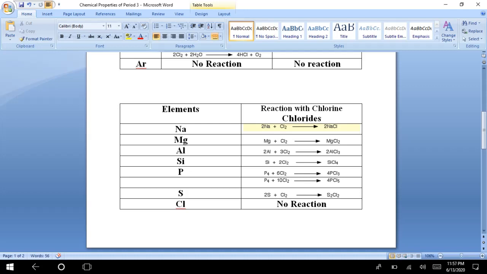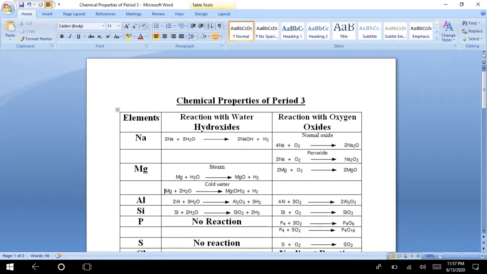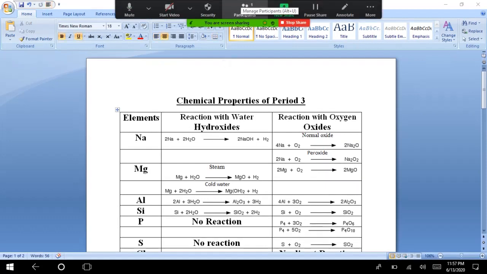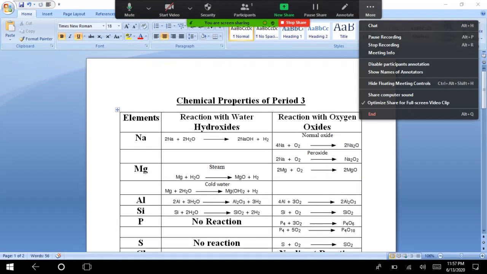And chlorine, how can chlorine react with itself? So it has no reaction, and similarly argon also doesn't react with chlorine as it is a noble gas. So I think all these reactions are clear now, how these elements react with chlorine, oxygen, and water, and how they form hydroxides, oxides, and chlorides. Next, we are going to discuss these hydroxides, oxides, and chlorides one by one in later lectures.